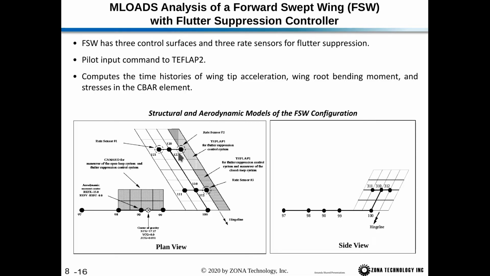So we have our TE flap 1 control surface, TE flap 2, and our canard. These are the 3 control surfaces. This is our canard, this is our wing, and then this is our vertical tail.